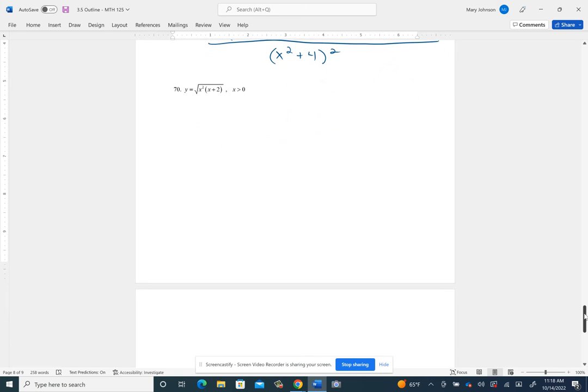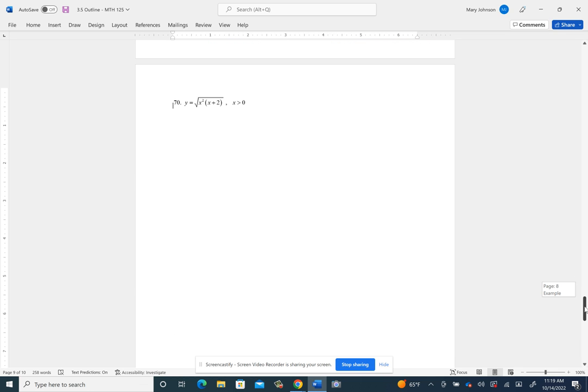All right, a couple more of the logarithmic ones. Let's look at problem number 70 on the guided outline. All right, let me go ahead and get a new page here. Get started on a fresh page. Okay. All right.